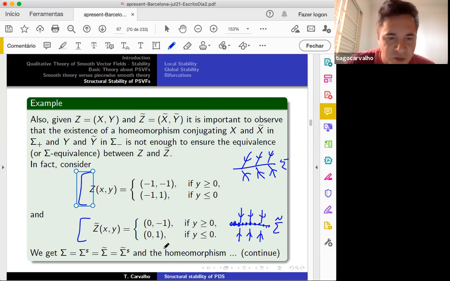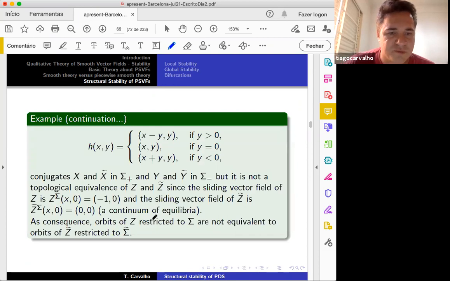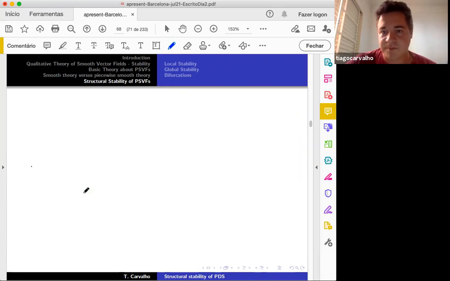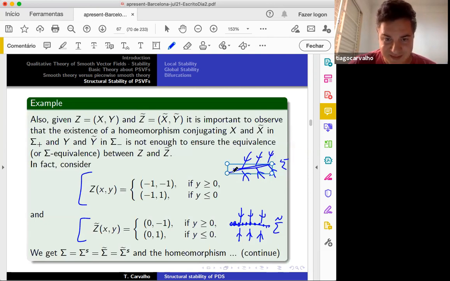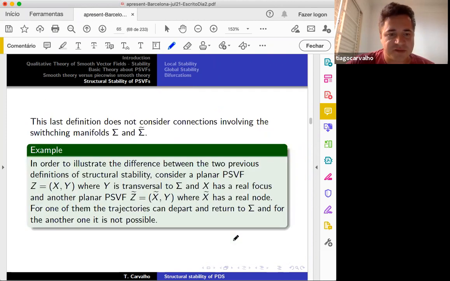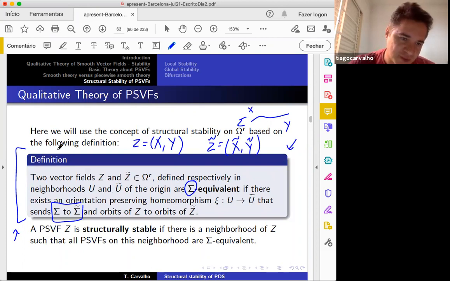But there is a homeomorphism between them, explicitly this one. This is a homeomorphism between these vector fields. And of course, the behavior of these vector fields is not the same. This vector field has a sliding dynamic here, pointing to the left, and this one has a continuum of pseudo-equilibria at sigma tilde. So this is why we will prefer this definition of equivalence.